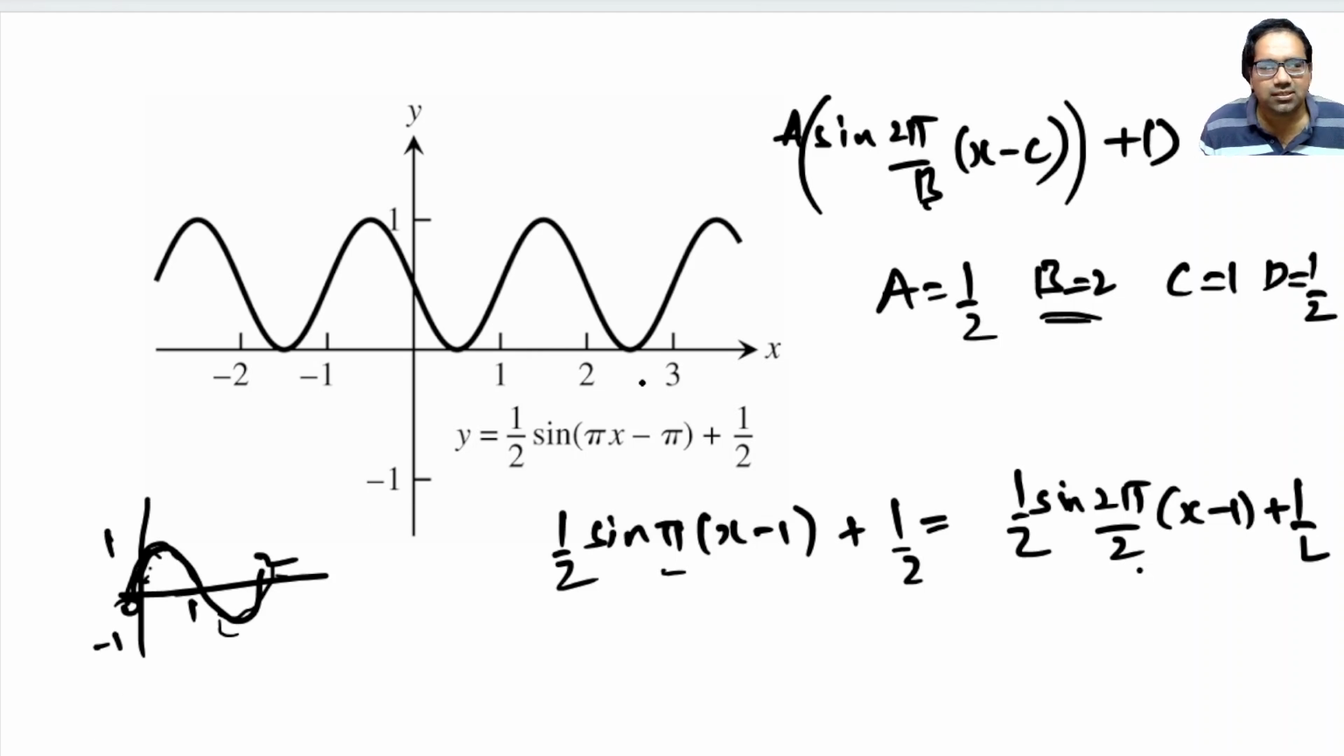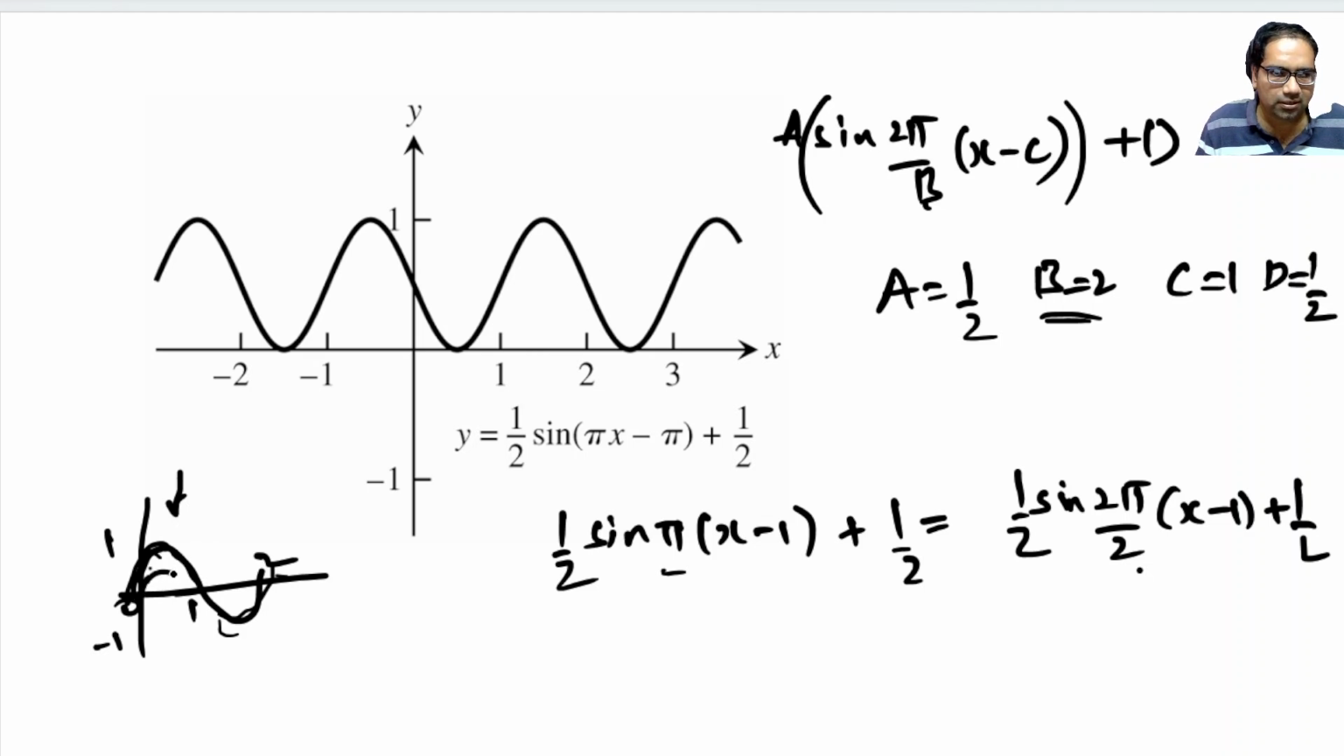Now A equals half. That means this graph is compressed vertically. Compressed vertically, it is not stretched. If it is 1 it means it is the same. If it is 2 it means it is stretched upwards. If it is half it means it is compressed.